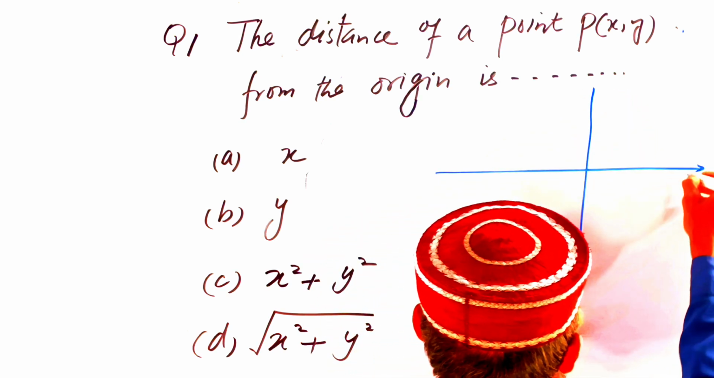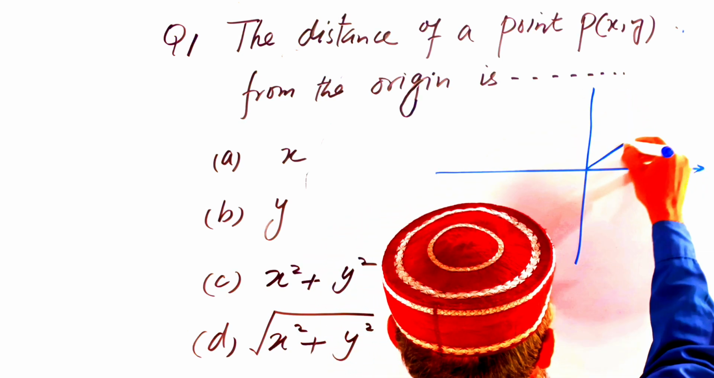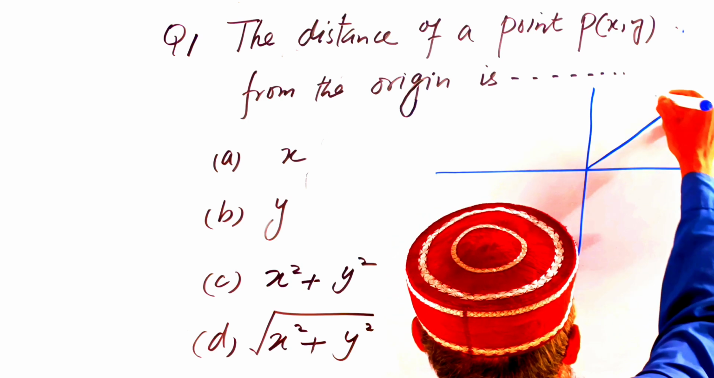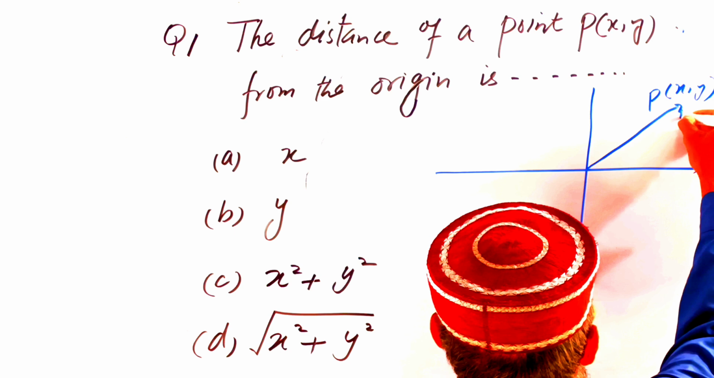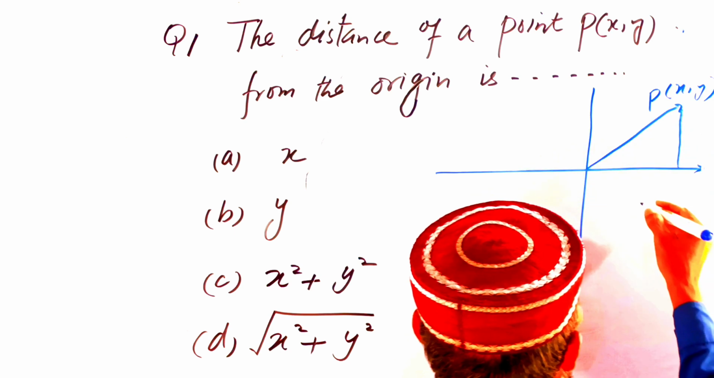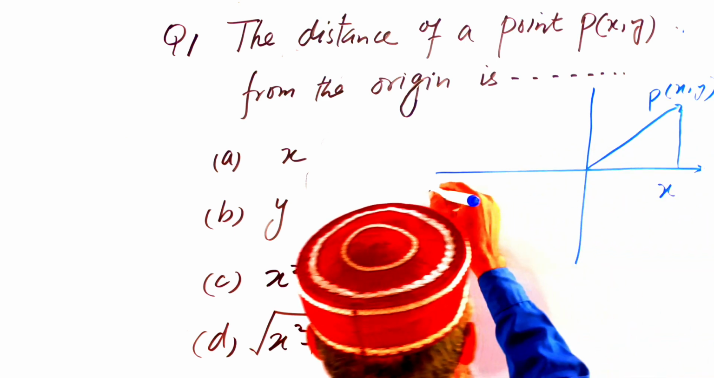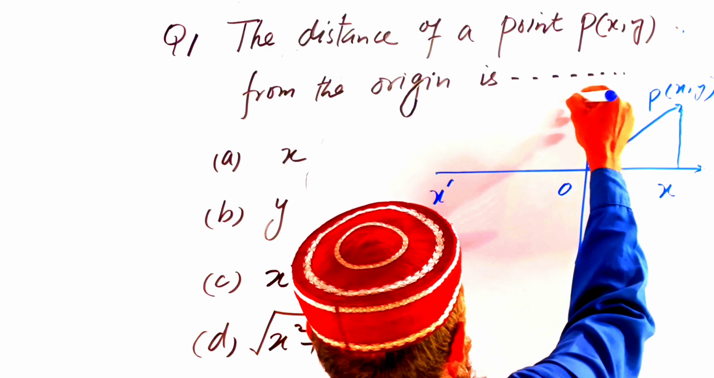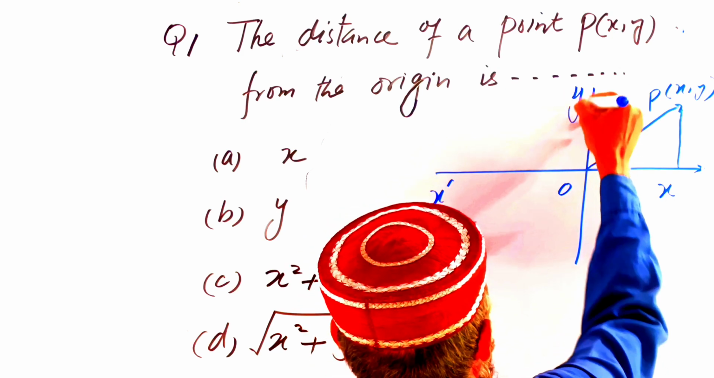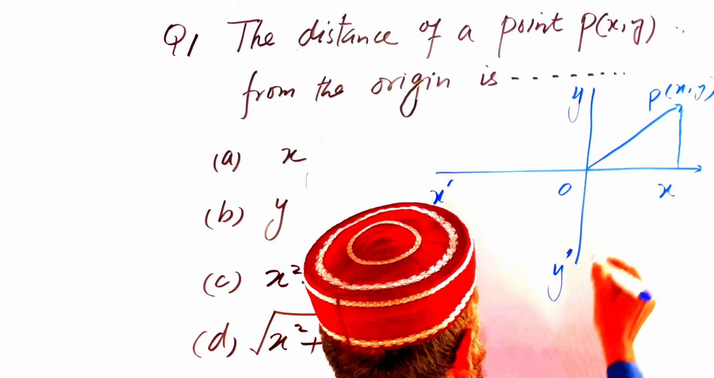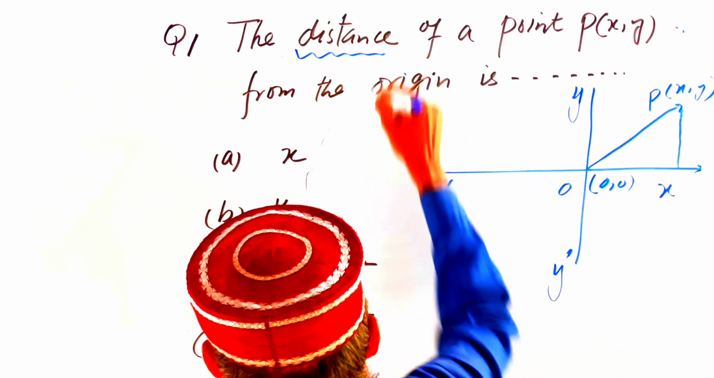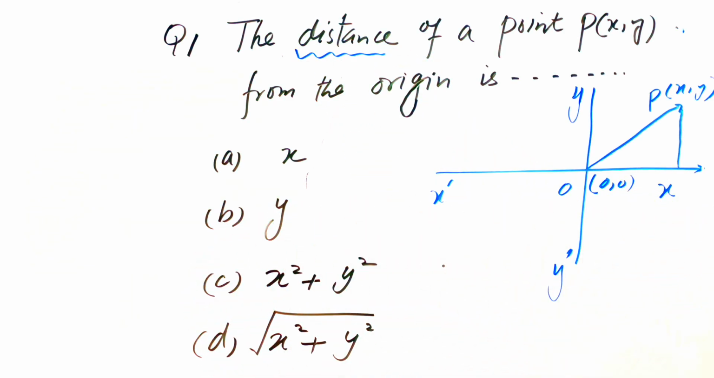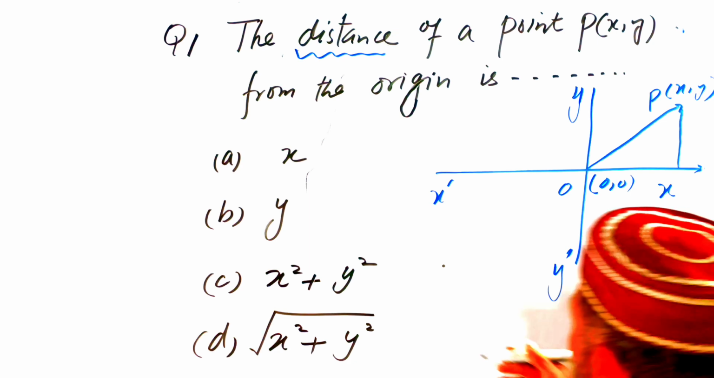xy plane. So here P(x, y) is any point which lies in the first quadrant. So X axis and X dash, Y axis and Y dash, and there is the origin. So the required distance of a point from the origin is equal to what?